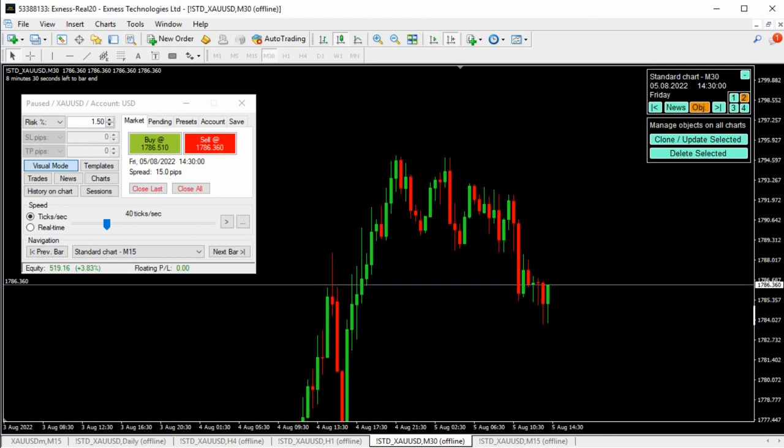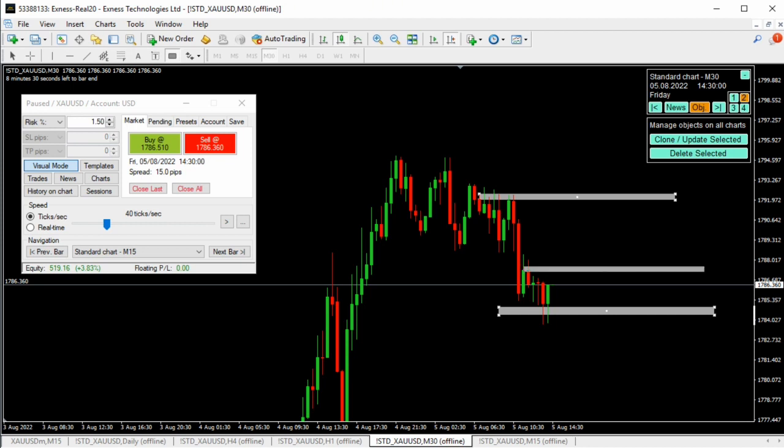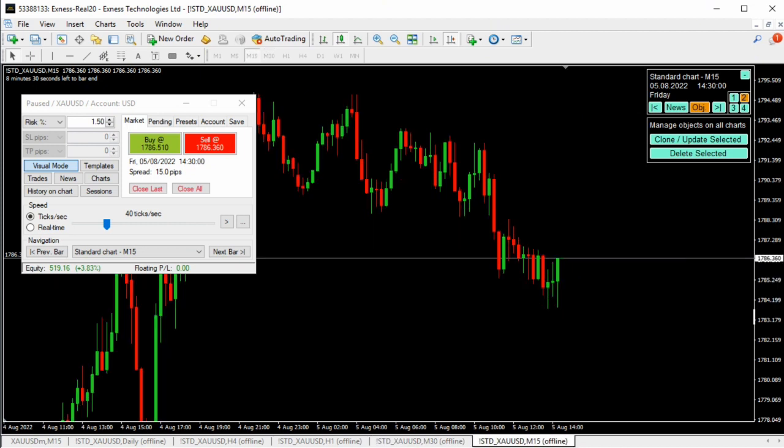We can see right here that price just formed an area of resistance like that. We are justifying the zones in every time frame. Okay, we have an area of support there, and then we have a minor area of resistance right there. Beautiful.